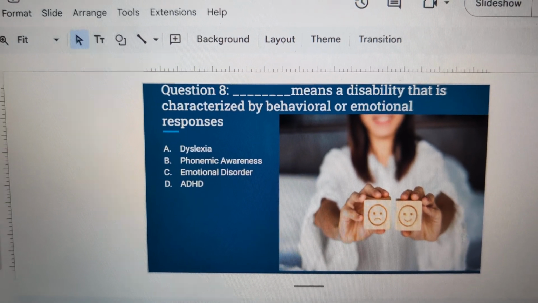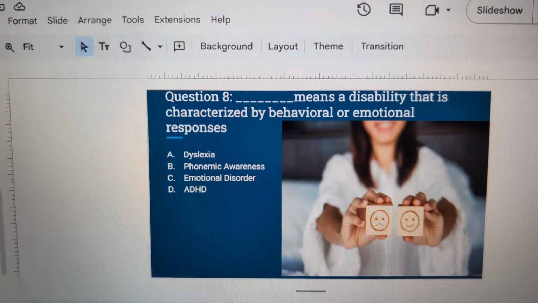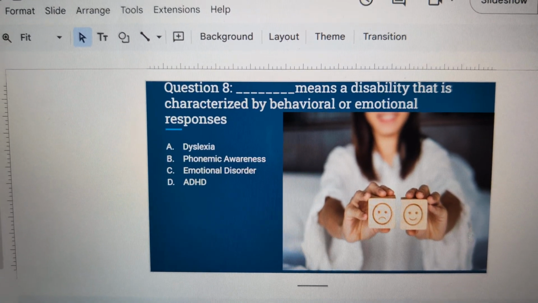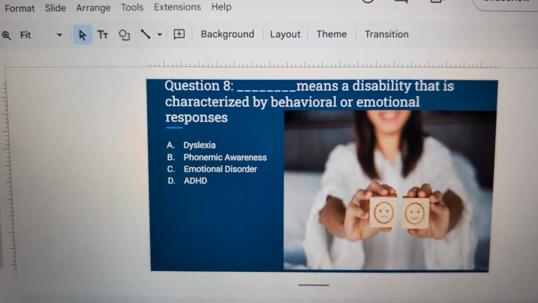Phonemic awareness is the manipulation of sounds, and that is the reason why it can't be that. So the answer is C.